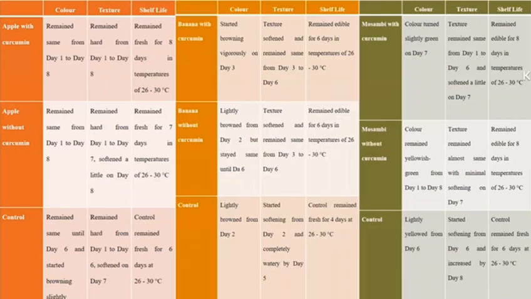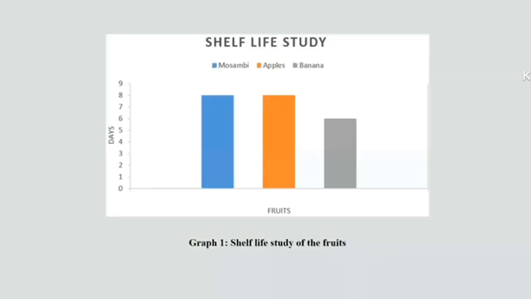From the following tables, we obtained a graph for the shelf life of the 3 fruits, where mosambis and apples stayed fresh for 8 days and banana was spoiled in 6 days. So the emulsion worked well for both mosambis and apples, but not as well for bananas. So this proves that our emulsion can work well on certain fruits, and this can increase their shelf life by a few days.